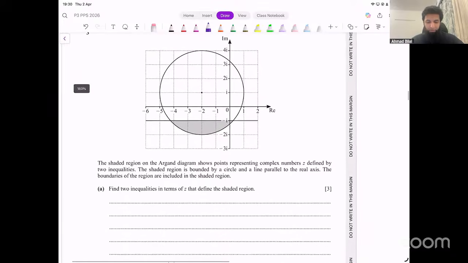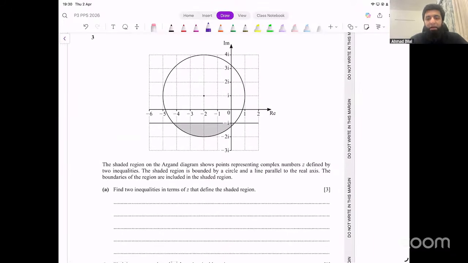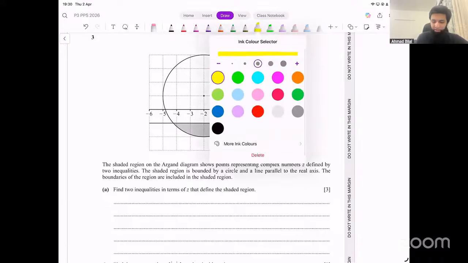Second question, let's move on to the next one. Now they're saying it's a complex number question, right? We've got an Argand diagram given. The shaded region on the Argand diagram shows points representing complex numbers z defined by two inequalities. The shaded region is bounded by a circle and a line parallel to the real axis. Real axis is the horizontal axis, right?